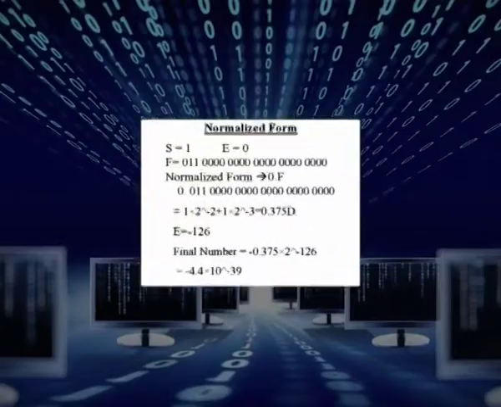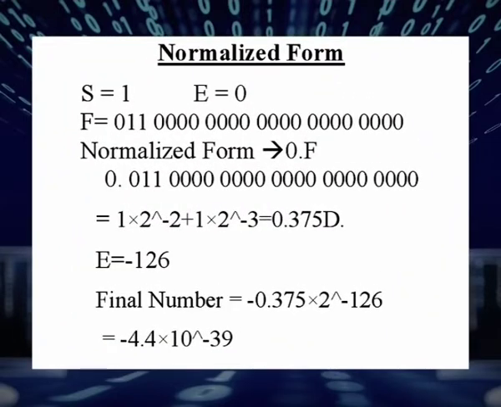We can also represent very small positive and negative numbers in denormalized form with e equal to 0. For example, if s is equal to 1, e is equal to 0 and f is equal to 0 1 1 with remaining bits as 0, the actual fraction is 0.011, which is equal to 1 × 2^-2 + 1 × 2^-3, which is equal to 0.375.